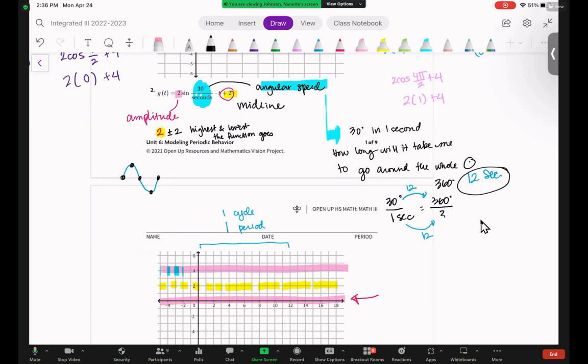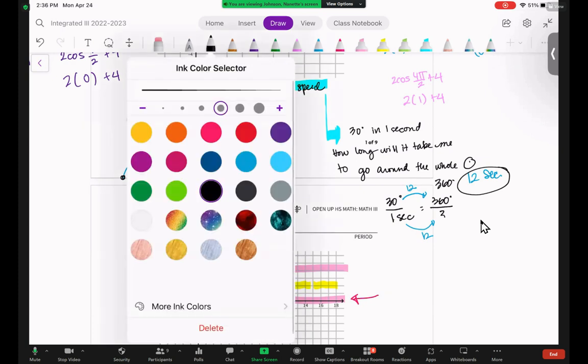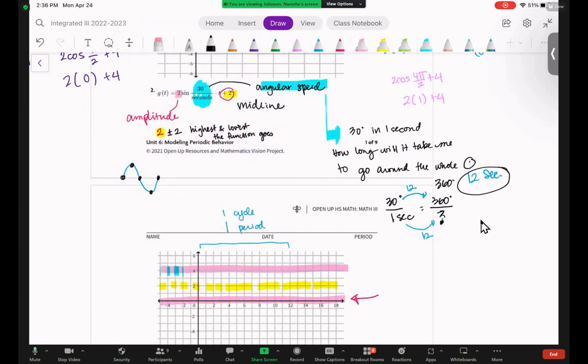Oh, that's a question mark. Sorry, this is not so neat. This is a question mark, like what number can go under here, right? So the answer was 12. It takes me 12 seconds to finish the whole thing.